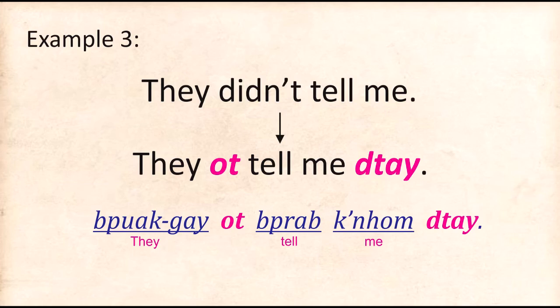ប្រាប់ is to tell. And ខ្ញុំ is I or me. Okay, the whole sentence again a little bit faster: ពួកគេអត់ប្រាប់ខ្ញុំទេ. Okay, so this is how to make a negative form with auxiliary verb do does.